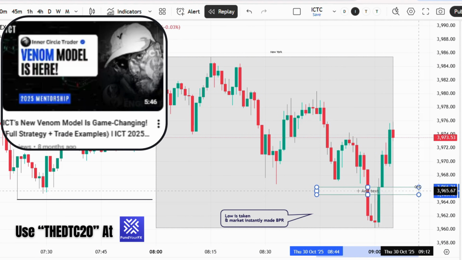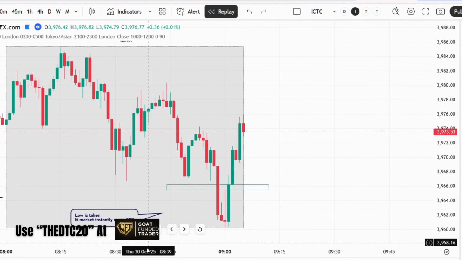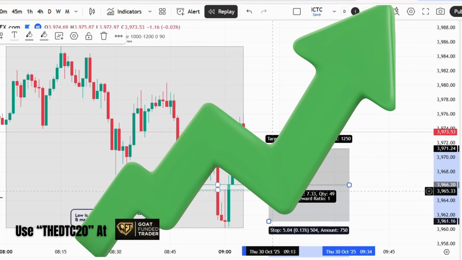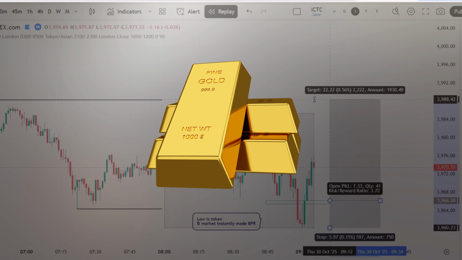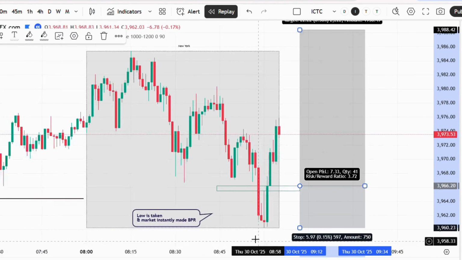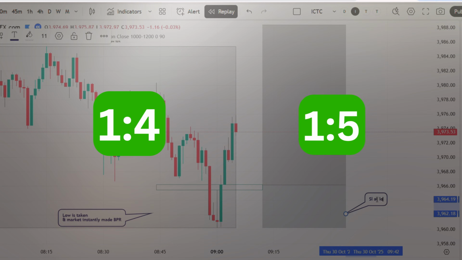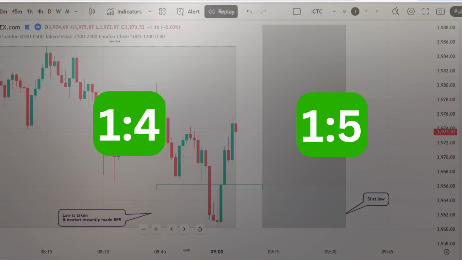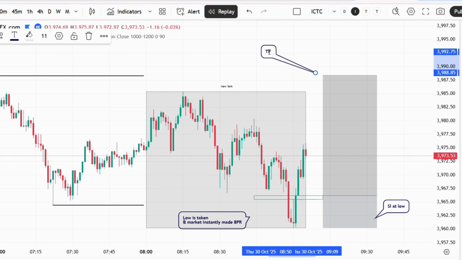If you've watched my previous videos on the Venom model, you already know the setup works. But these tweaks take it to a whole new level. This refined approach is especially powerful on gold. Once you understand this Venom model completely, you'll stop taking random losses and start catching those clean 1-4 and 1-5 setups that actually hit. So let's break this down. No hype, no guessing, just the real logic behind how the Venom model is meant to work.